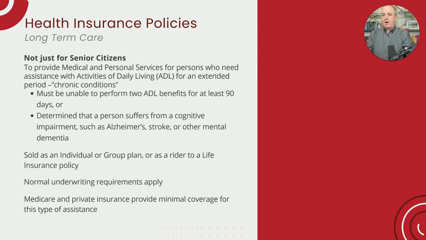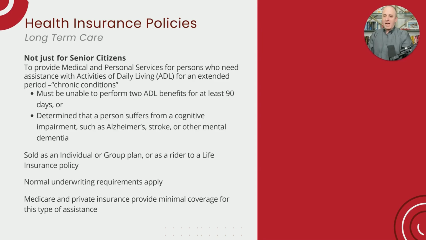All right, long-term care is not just for seniors, despite what you may have heard, what people may have told you. It could be younger people. It's really just someone that is unable to perform two of the activities of daily living for at least 90 days, or they have some sort of cognitive impairment, Alzheimer's, stroke, some other dementia.